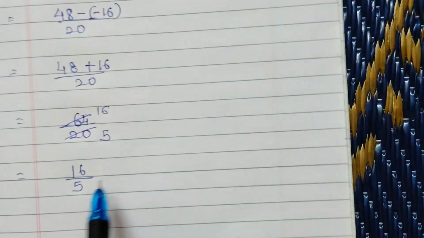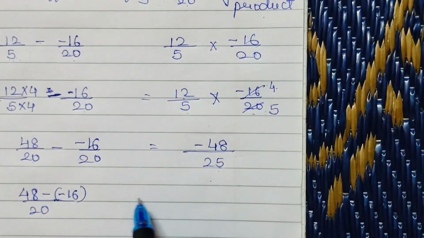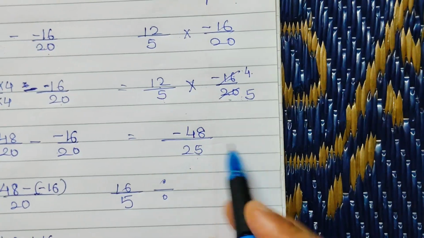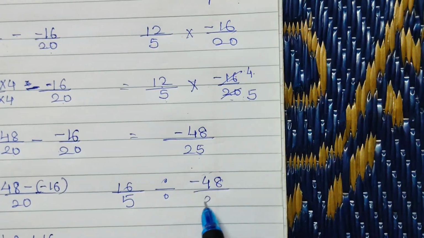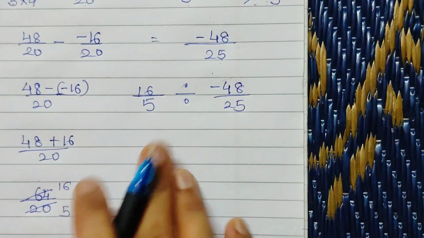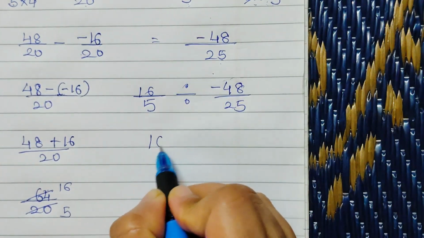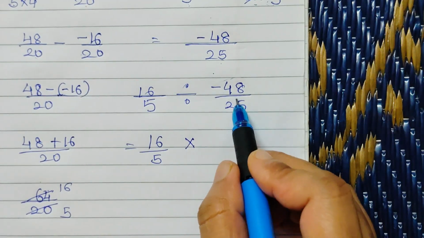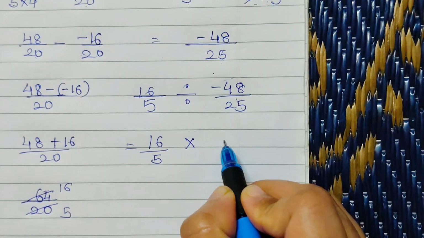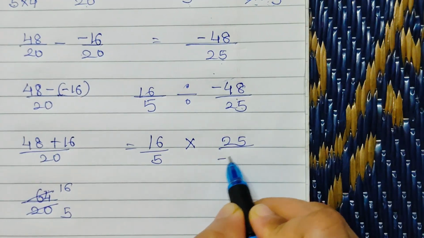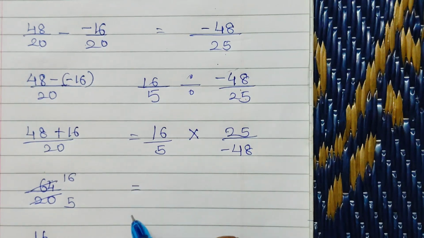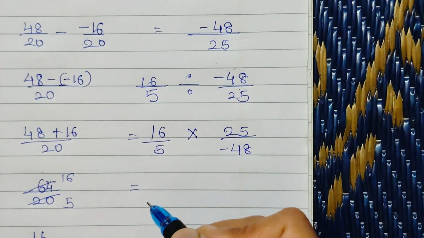So how we will do it: we write 16 upon 5, this one I took, divided by this minus 48 upon 25. Okay, division. Now again I will write 16 upon 5, division will become multiplication and this will be reciprocated, so it will become 25 upon minus 48. Okay, now we will see, is it getting reduced?